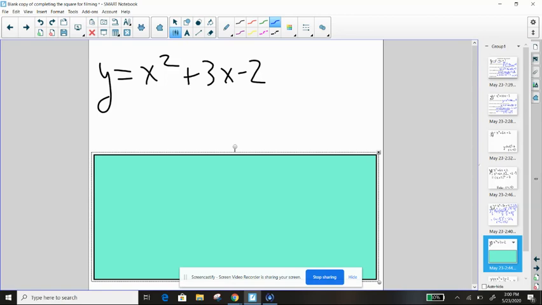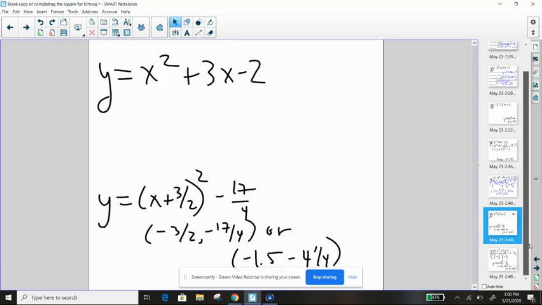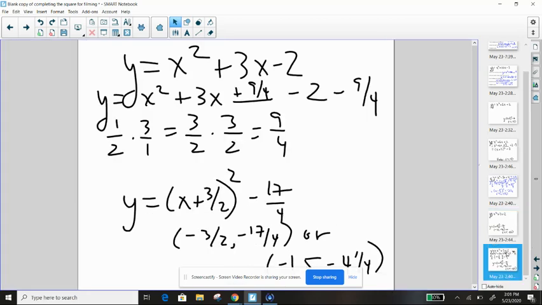So go ahead and try one on your own. Pause the video. Let's see if you got the right answer. Did you get a vertex of negative 3 halves, negative 17 fourths, or negative 1 1/2, negative 4 1/4? Any of those versions. It could be in decimal, could be in fractions. If you didn't get it, pause the video and see if you can find where you made your mistake. That's it. Hopefully you can go back and review if you need to before you start your homework.